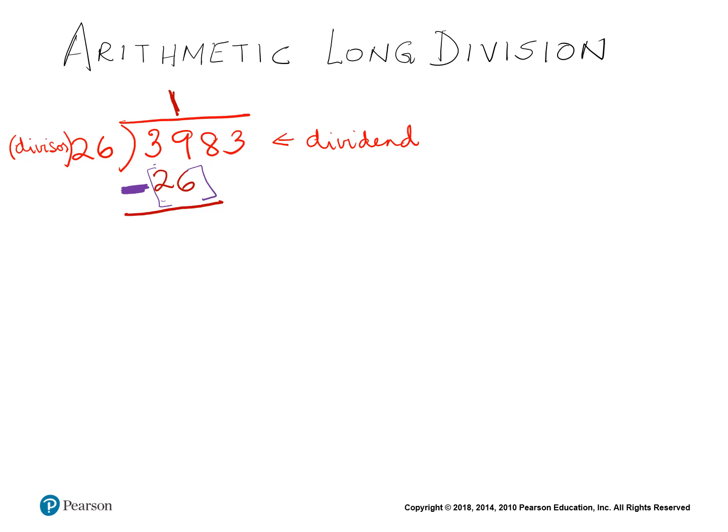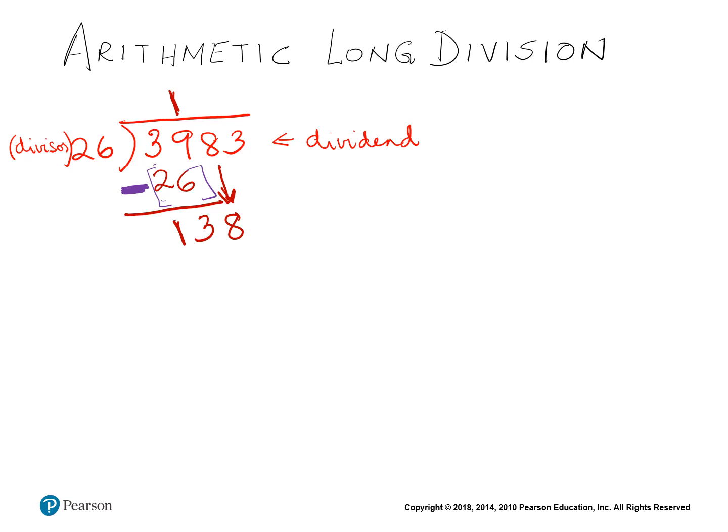Now let's do 39 minus 26. 9 minus 6 is 3. 3 minus 2 is 1. And we start the process all over again. Does 26 go into 13? No, 13 is too small for 26 to go into. So we bring down the next digit, which is an 8. So digit by digit we proceed. Bring down the 8 and we have 138.